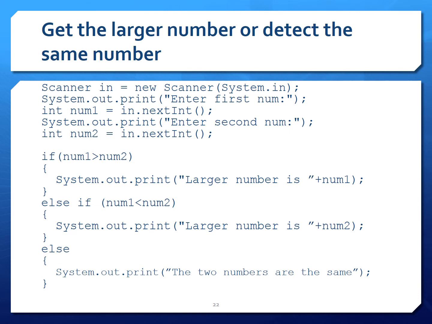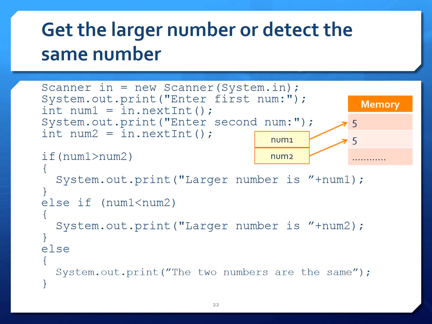Now we will go back to our example with the extra requirement. We want to detect if the two numbers are the same. If both are the same, print "The two numbers are the same". Assume that now the user enters 5 for both num1 and num2.